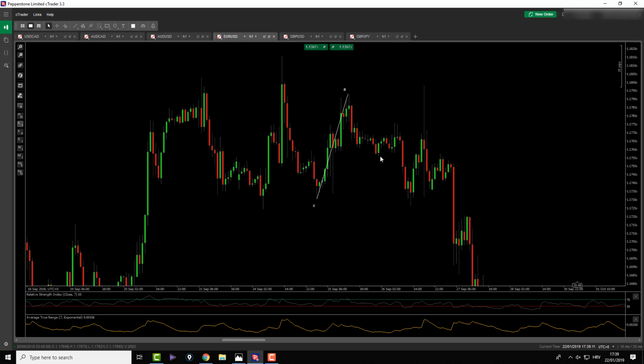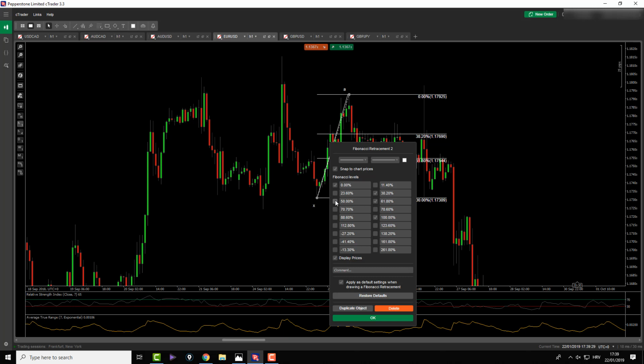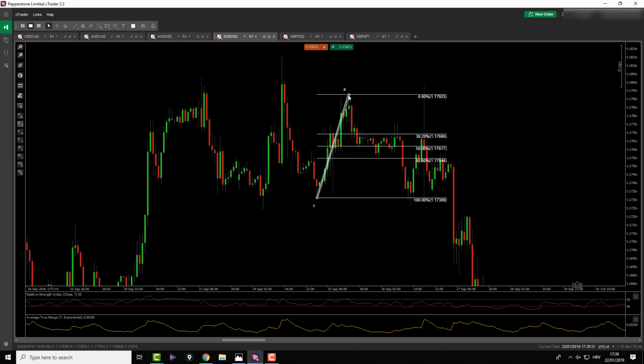X to A point, it needs to be 50%, but not over 61. It actually should not touch the 61.8 retracement. So we go from here to the highest point. Okay, so it's not touching the 61, but let's just confirm that it touches 50, which it obviously does. So we have our X to A to B point right there.